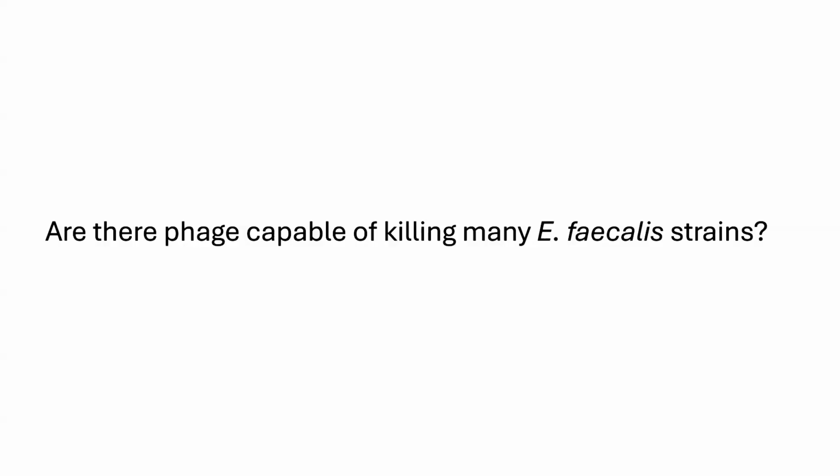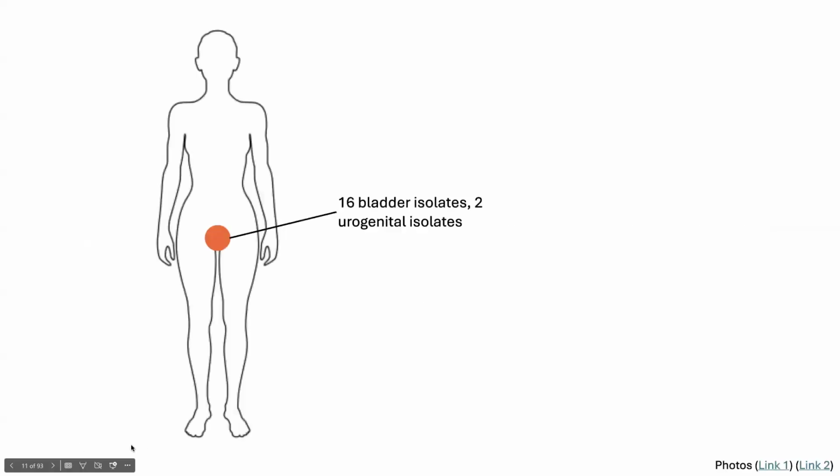So as I was saying, we have a certain amount of phage and bacteria that we are working with. We have a total of 22 bacterial strains that we are working with, 16 of which are bladder isolates and 2 of which are urogenital isolates.